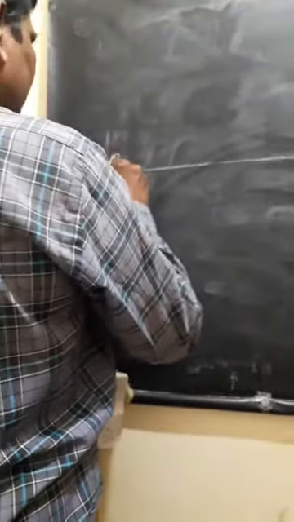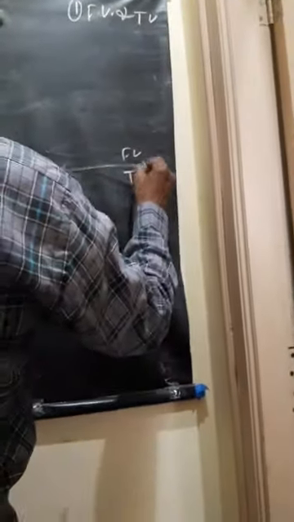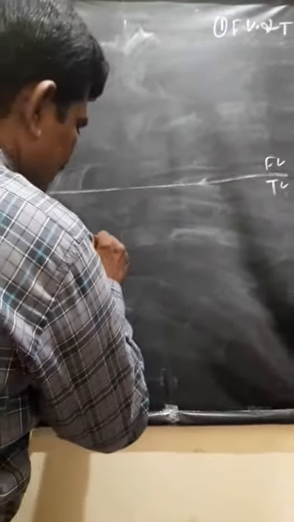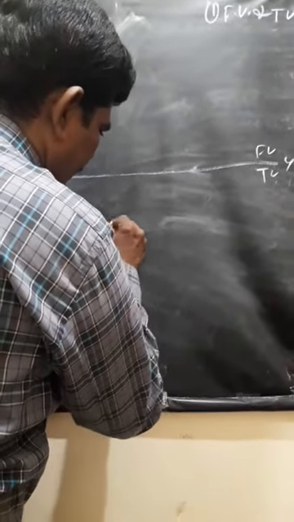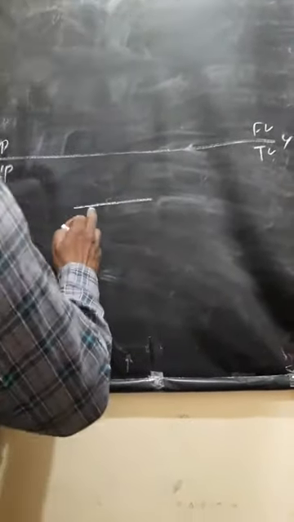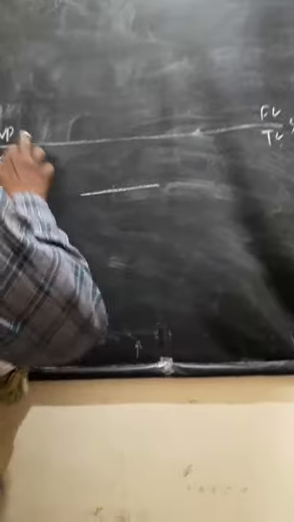So this is the XY line, VP and HP, front view and top view. In this question, one of the base edges is parallel to VP. So I should draw like this. I have to keep one side parallel to the XY line. This means this base edge is parallel to VP.